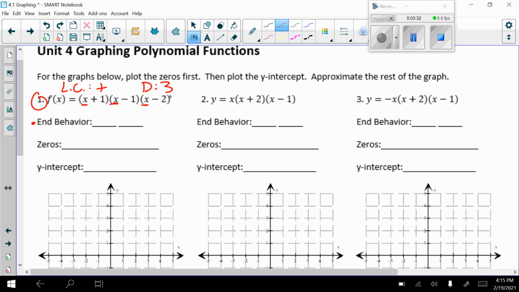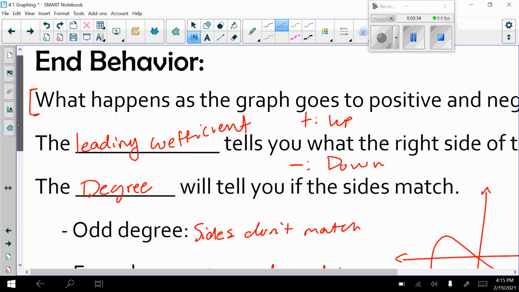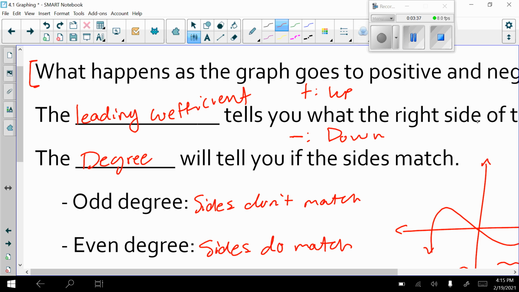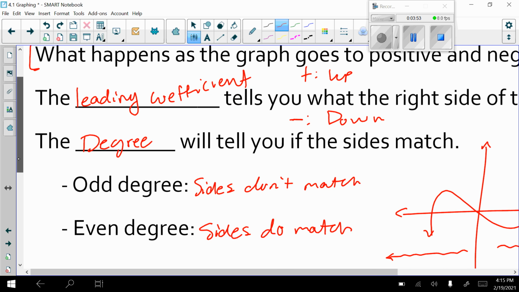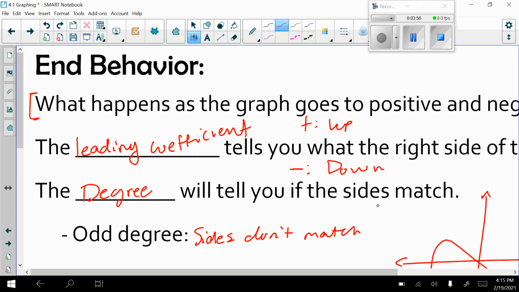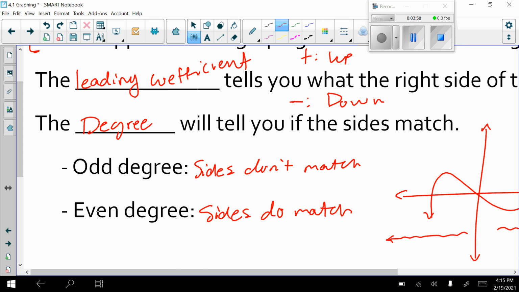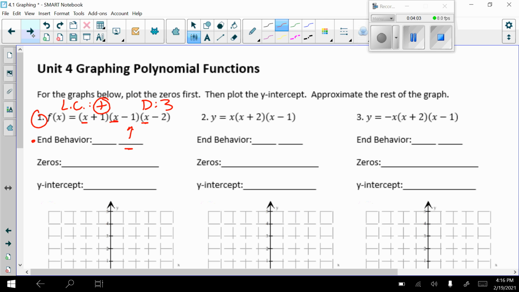So let's go back to our rule right here. The leading coefficient tells you what the right side does. If it's positive, the right side goes up. If it's negative, the right side goes down. So here the leading coefficient is positive, so that means the right side of my graph is going to be going up. Let's think about how to get the left side. The degree will tell us if the sides match. Odd degree means they don't match. Even degree means they do match. So let's go back over here. This is an odd degree polynomial.